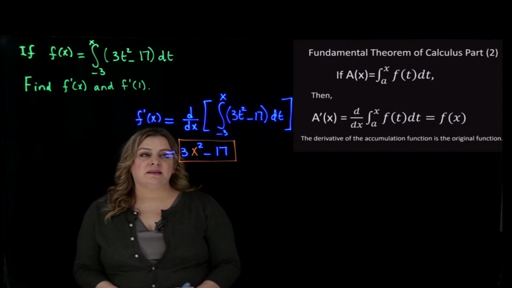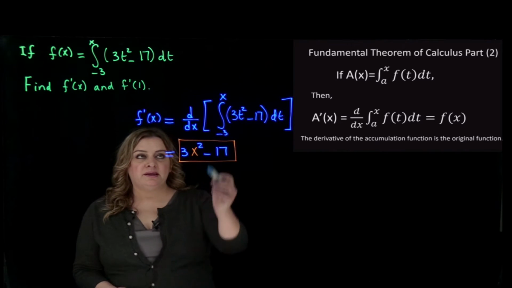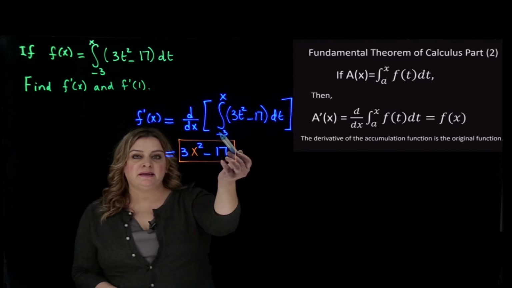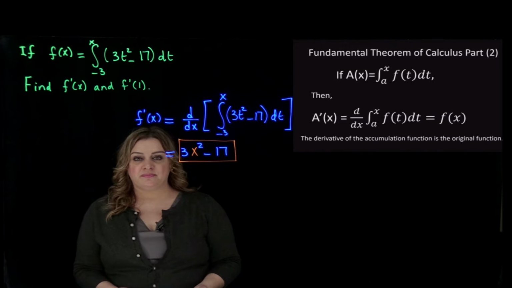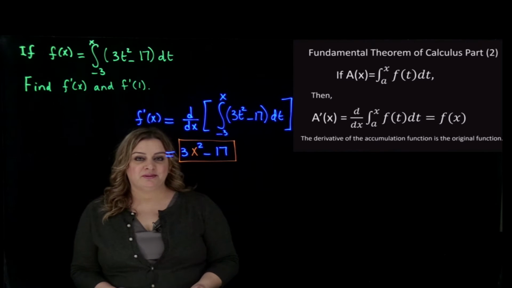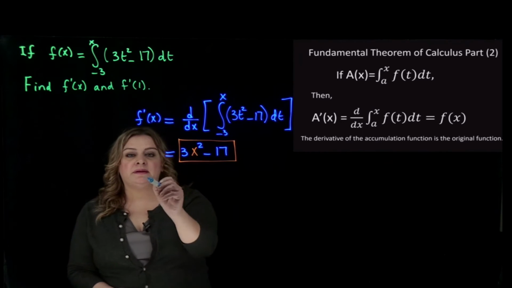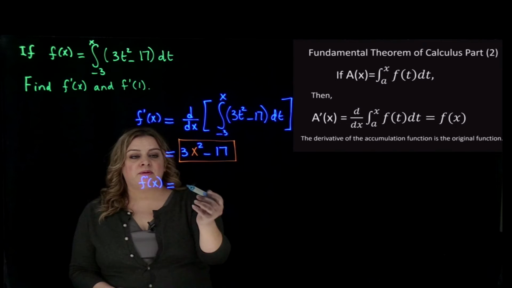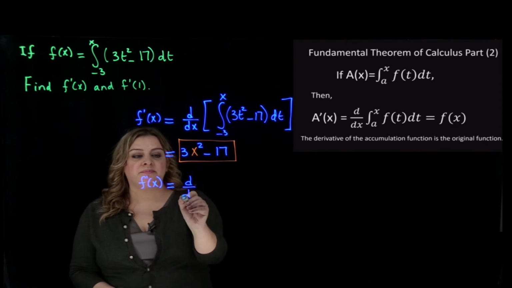We notice that we only consider the endpoint x. This is always going to be the case. We will never consider the endpoint a. In this case, a is equal to negative 3. I will show you why. Let's copy F prime of x equals, and we'll bring the d/dx down.